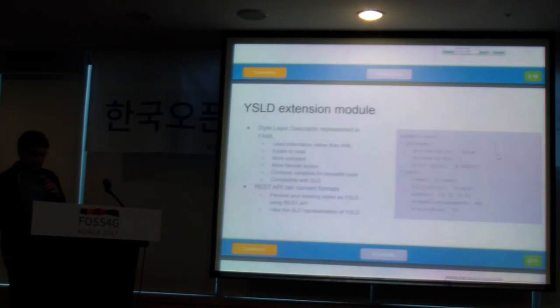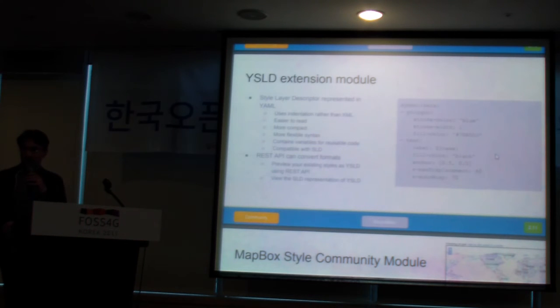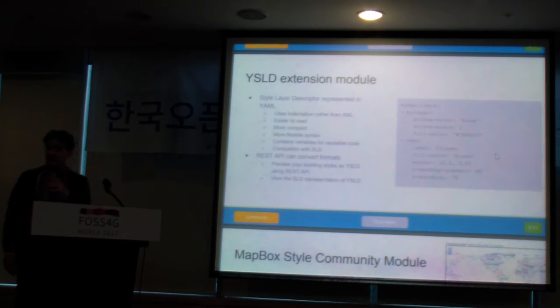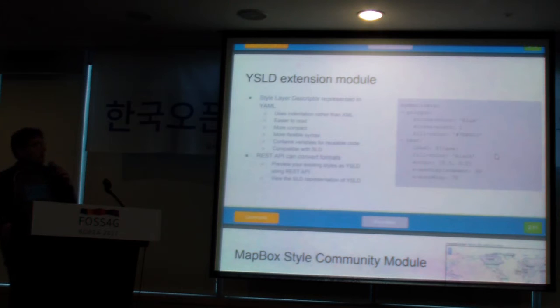At the same time, Boundless has been busy with two other languages, YSLD, which has become supported. YSLD is basically SLD in a YAML source. YAML is a different way to represent XML without using tags, but using spaces and indentation instead. So you get a more compact representation of the very same concept. It has a one-to-one relationship to an equivalent XML document, but it's more compact and more readable.